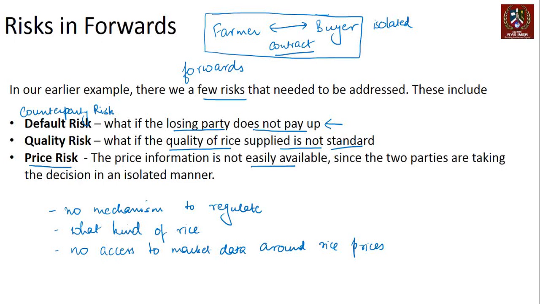Now, this happens because essentially forwards are what is known as over the counter products, right? Also known as OTC products. What does over the counter mean is that there's no standard product that is available. Two parties meet each other, and depending on their level of comfort with each other and the fact that they mutually agree on a certain kind of a contract, they will create a contract. That's called a forward contract. So forwards are essentially over the counter products, and thereby you have three broad risks, that is default risk, quality risk, and price risk that flow in, right?